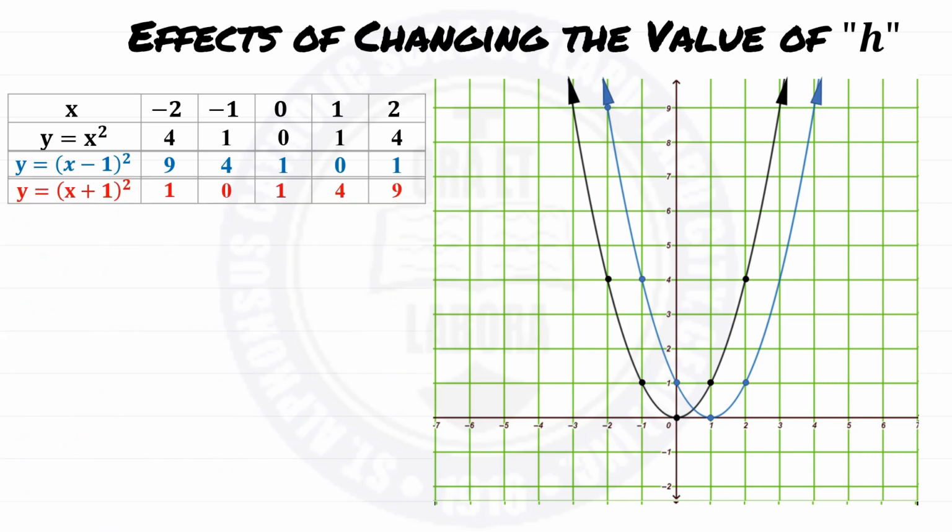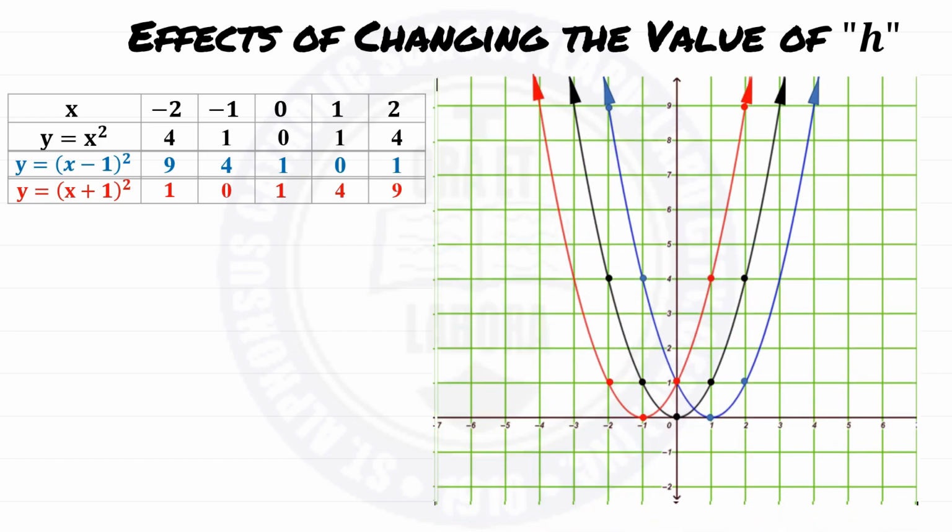Next, we have here y equals quantity x plus 1 squared, where the value of our h is negative 1. So if x is negative 2, negative 1, 0, 1, and 2, the values of y respectively will be 1, 0, 1, 4, 9. So if shown with the graph, the color red graph represents y equals quantity x plus 1 squared.